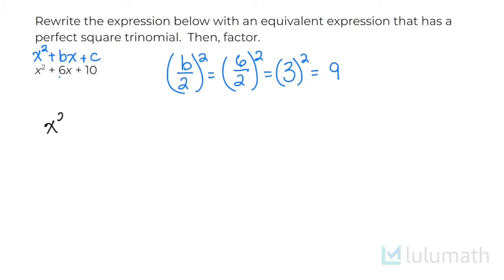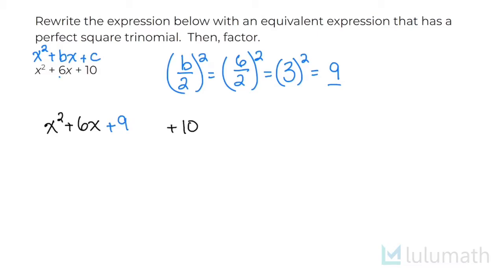So I will rewrite my expression, my x squared plus 6x, and then I'm going to leave a little bit of space, and then I'm going to write this plus 10 at the end here, because right now this is not a perfect square trinomial. I'm going to add this 9 here, but I'm not allowed to change my expression.